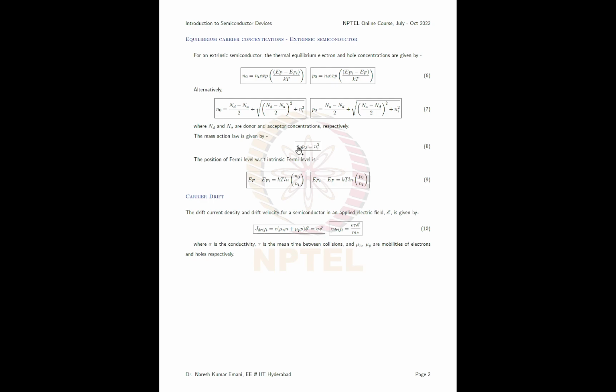And this is called the mass action law: ni square is equal to n naught p naught. For an intrinsic semiconductor, n naught and p naught are equal, so n naught equals p naught equals ni. But for an extrinsic semiconductor, the values of n naught and p naught are different.